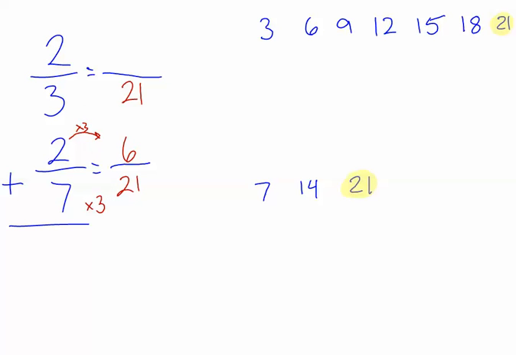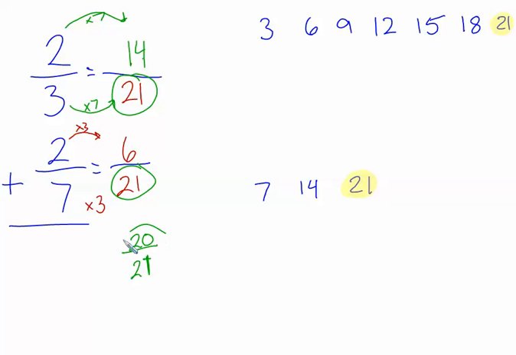Okay, we're going to do the same thing with the other fraction. We're going to say 3 times what number equals 21? Well, it's times 7. 3 times 7 is 21. So we're going to do the same thing to the top number. Multiply it by 7, and we'll get 14. Okay, so now that our denominators are common, we can go ahead and just add the numerators. 14 plus 6 equals 20, and the denominator stays the same, 21. Okay, so 20/21, and that is in simplest form. We cannot reduce it any further, so we're finished with that one.